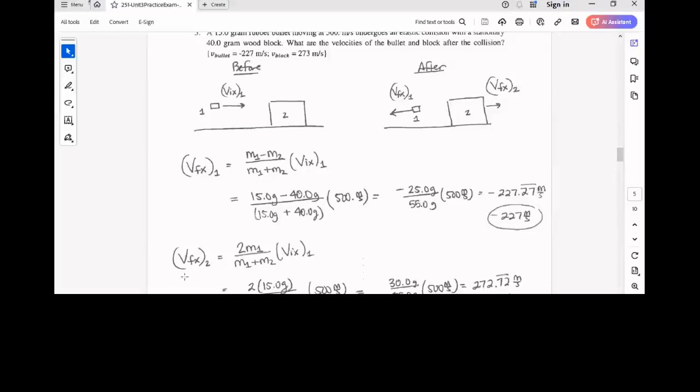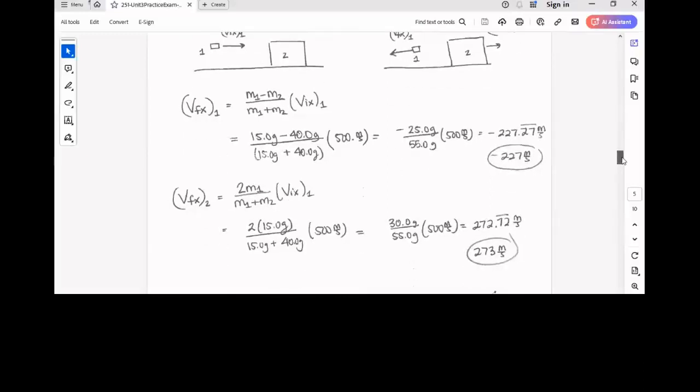Now for item 2, the final velocity expression is different. It's 2 times m1 divided by the sum of the masses. That is going to be multiplied by v initial x1. So that yields the ratio 30 grams over 55 grams. And I can multiply that by 500 meters per second, and I get a positive velocity, which makes sense because that block has to go from not moving at all to moving in the positive x direction. And when I apply sig figs, I have 273 meters per second.